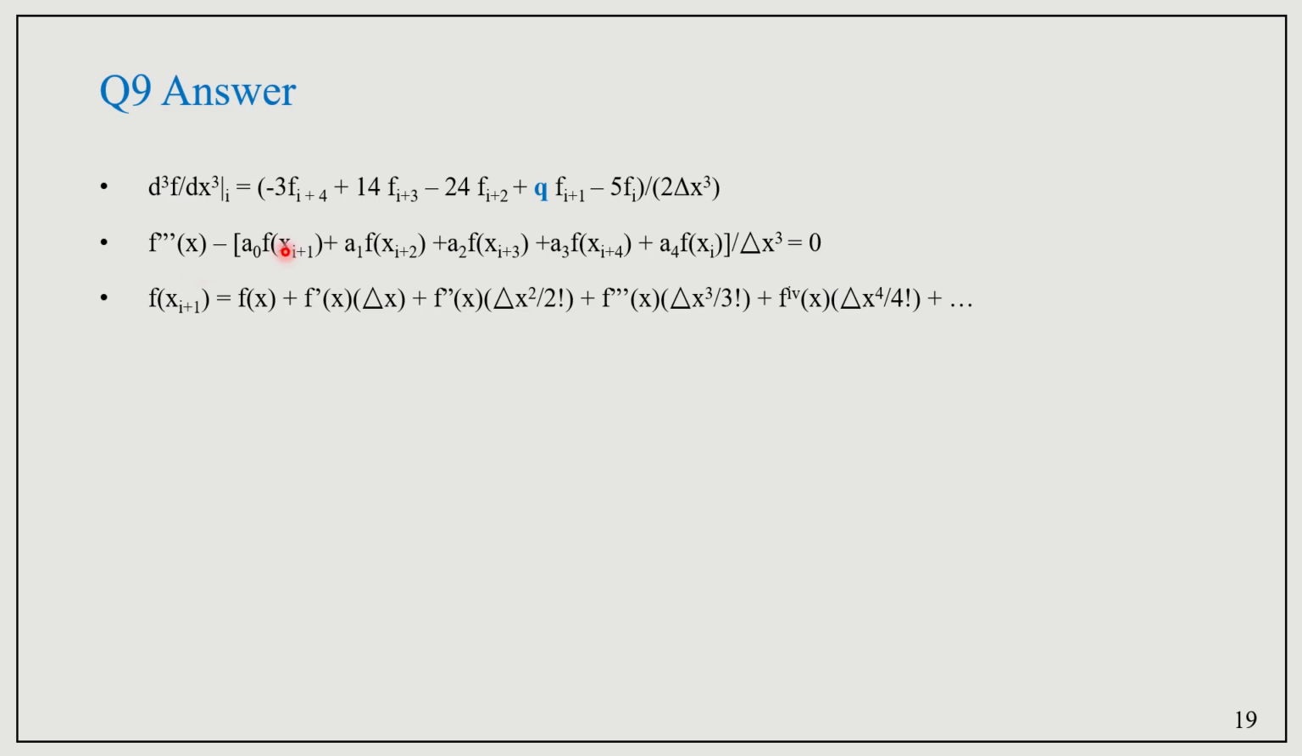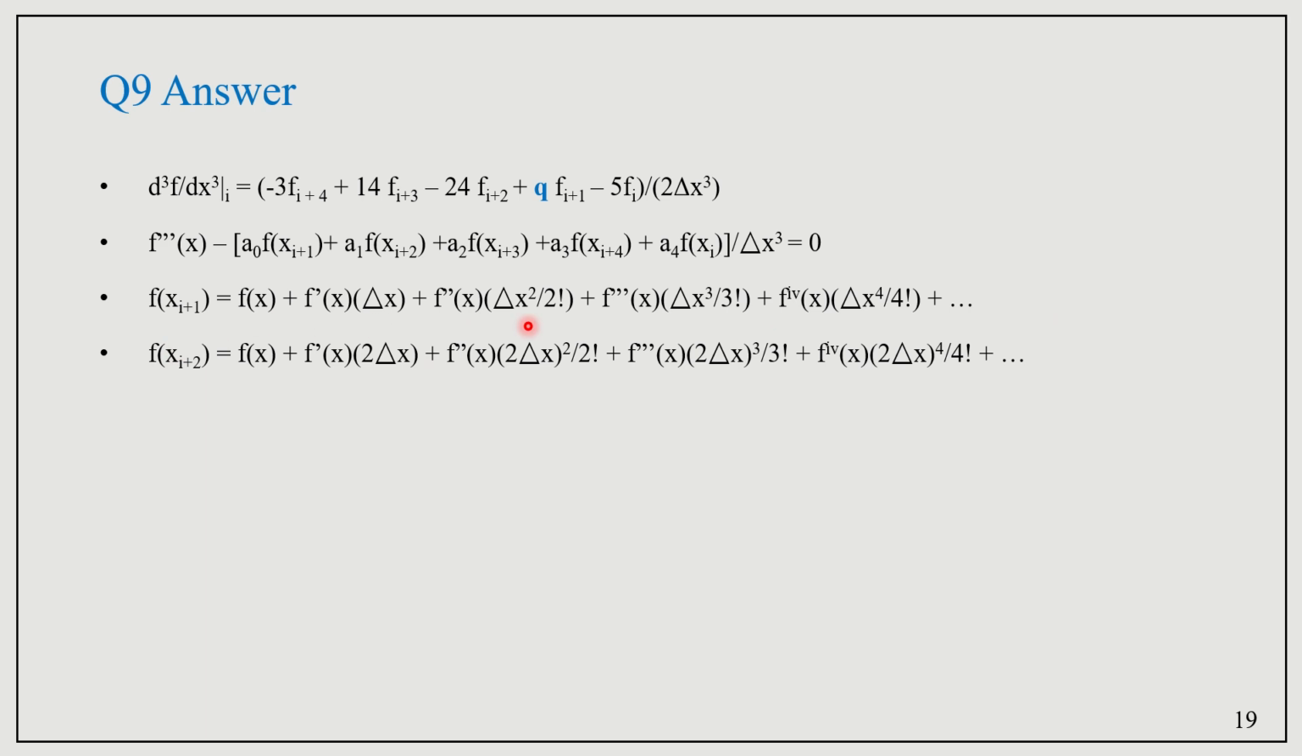For us now, we need to know f of x at I plus 1. So it is f of x plus f dash of x into delta x plus f double dash of x into delta x square by 2 factorial plus f triple dash of x into delta x cube by 3 factorial, and it goes on. We are taking till the 4th term. Now we have x at I plus 2 as well. What varies? Here it is I plus 1, here it is I plus 2. So here it is delta x, here it is 2 times delta x.